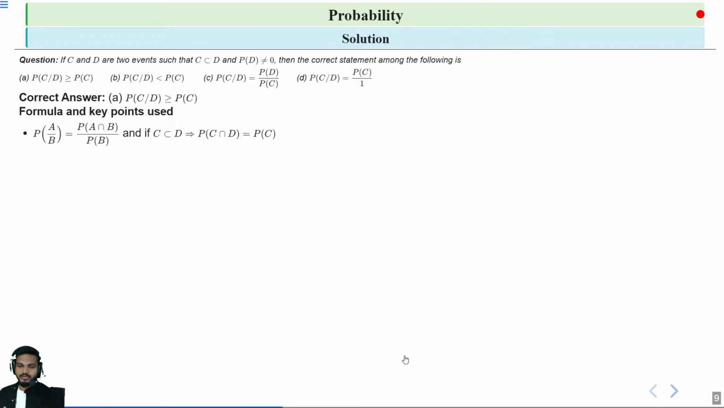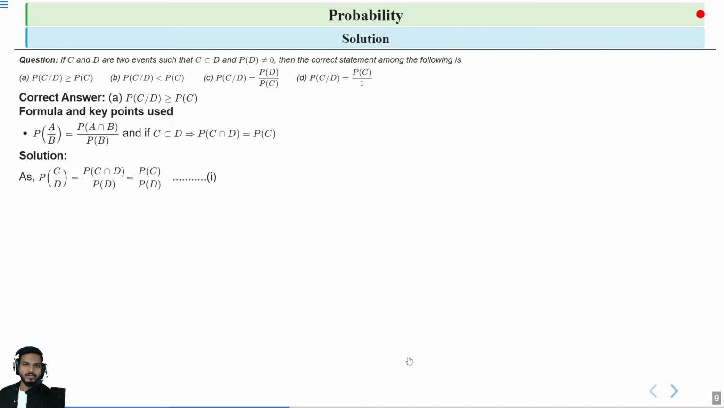So, first of all, the first formula, that is the conditional probability formula. How to find probability of event A given B? It is equal to probability of A intersection B by probability of B. Another formula: if C is a subset of D, then probability of C intersection D is probability of C, because C intersection D is again C, because C is a subset of D. Simple set theory.